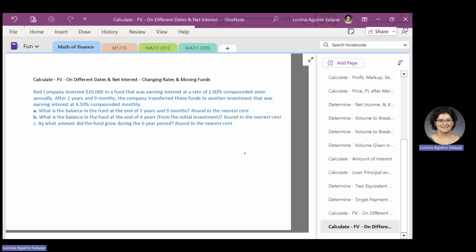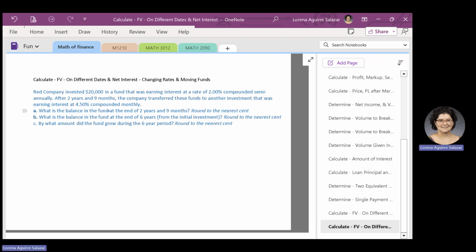We have that Red company invested $20,000 in a fund that was earning interest at a rate of 2% compounded semi-annually. After 2 years and 9 months, the company transferred these funds to another investment that was earning interest at 4.5% compounded monthly. Question A is, what is the balance in the fund at the end of 2 years and 9 months? Question B is, what is the balance in the fund at the end of 6 years from the initial investment? And C, by what amount did the fund grow during the 6-year period? And we need to round answers to the nearest cent.